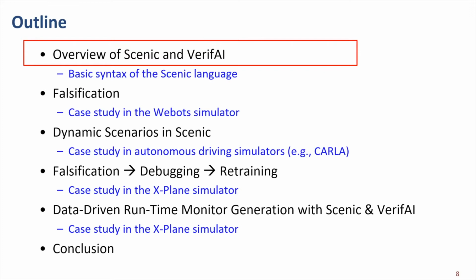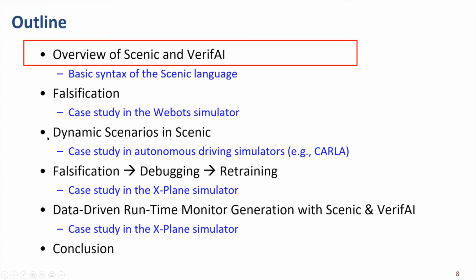I'll start out with an overview of Scenic and Verify, just giving you a taste of the basic syntax of the Scenic language. I'll also talk a little bit about falsification and how it is implemented in the Verify toolkit. We'll do a little case study using a robotic simulator called Weedbots.